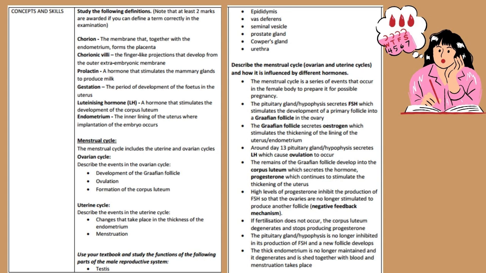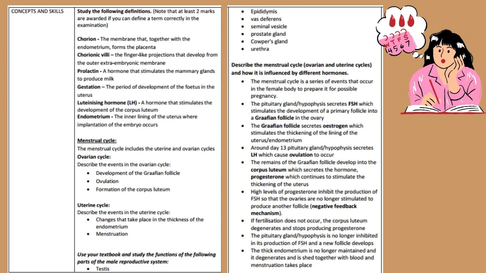Menstruation. Use your textbook and study the functions of the following parts of the male reproductive system. Testis. Epididymis. Vas deferens. Seminal vesicle. Prostate gland. Cooper's gland. Urethra.